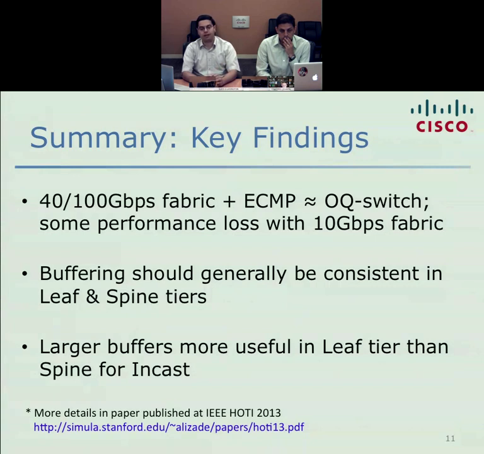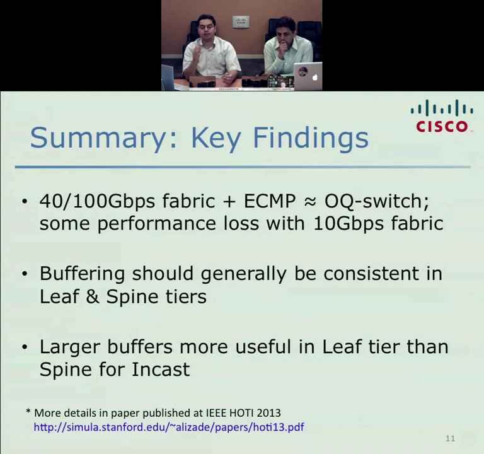The second is that the distribution of the occupancies of the buffers are about the same at the leaf and spine tiers. So the buffer sizes correspondingly need to be relatively consistent. It doesn't make sense to have very small buffers at one tier and massive buffers at a different tier, because essentially the bottleneck will be at the tier with the small buffers, and you won't be able to even use the buffers that are orders of magnitude more massive.